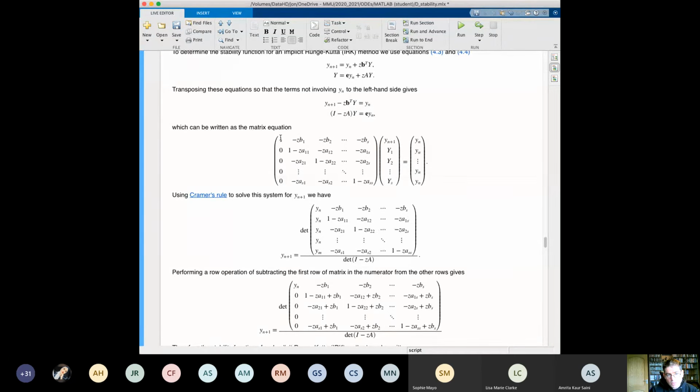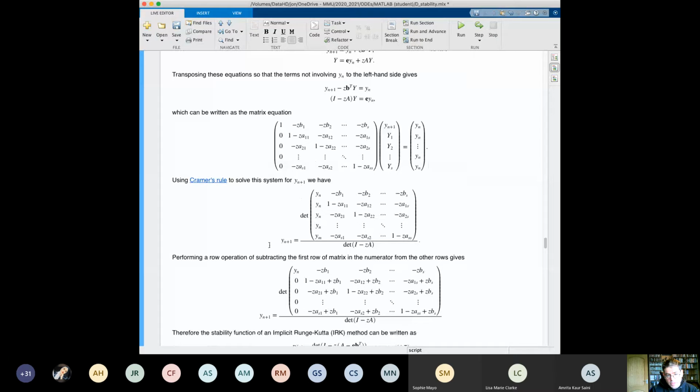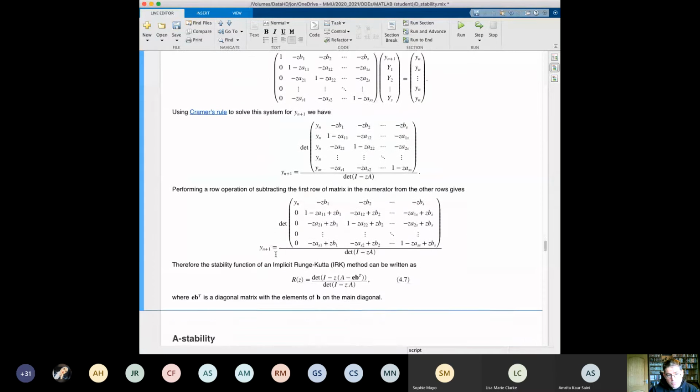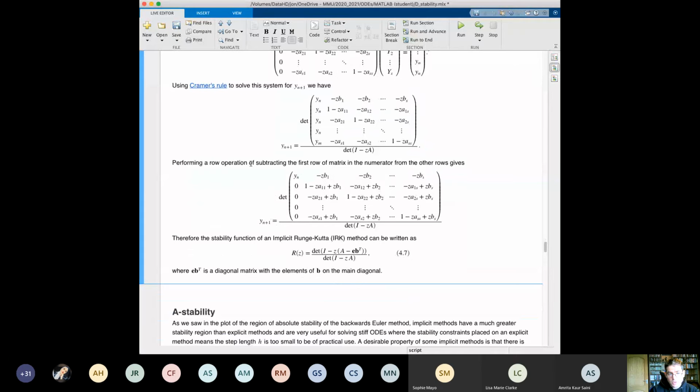If we expand down the first column to calculate the determinant of the coefficient matrix, because all of these are 0, it's just going to be 1 times the determinant of that submatrix. And that submatrix is I minus ZA. So we can rewrite y_{n+1} using this. And if we perform a single row operation, subtracting row 1 from all rows below it, we get this.